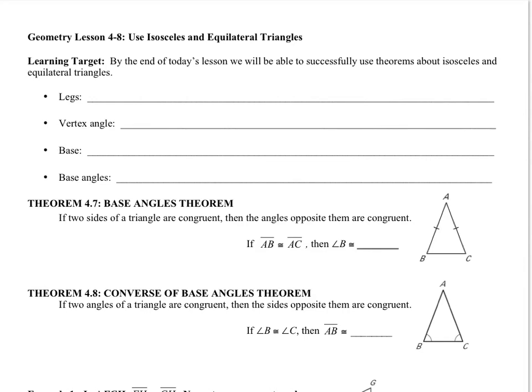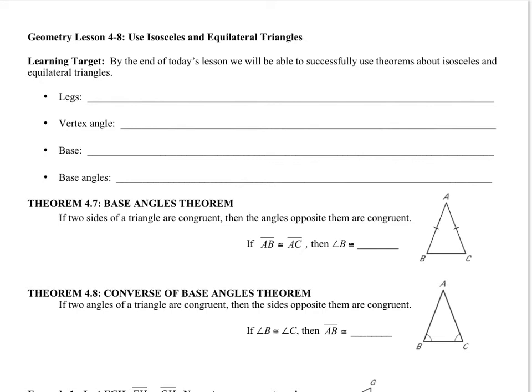Lesson 4-8. Use isosceles and equilateral triangles. By the end of today's lesson, we will be able to successfully use theorems about isosceles and equilateral triangles. So let's first review some vocab terms.